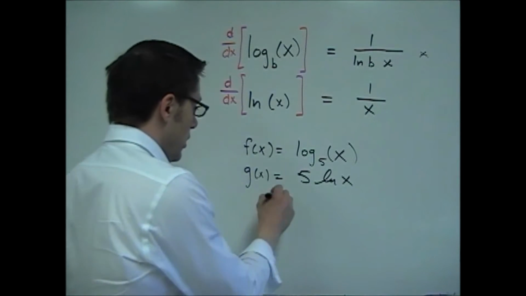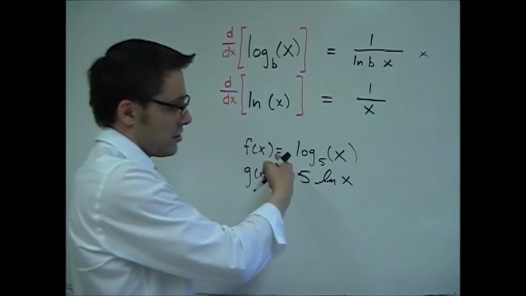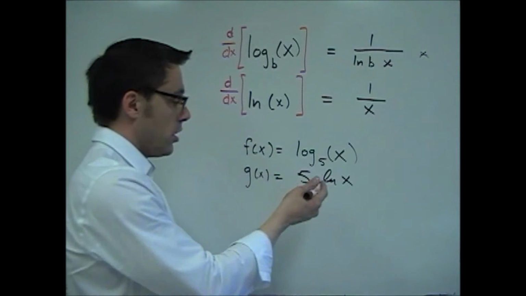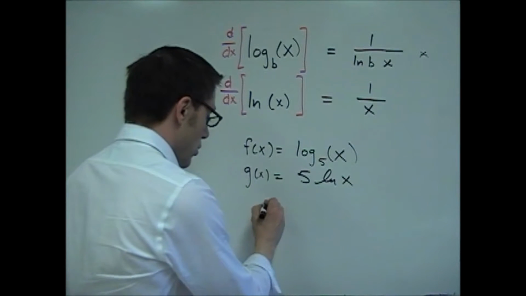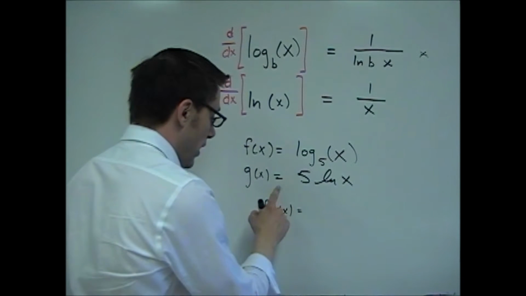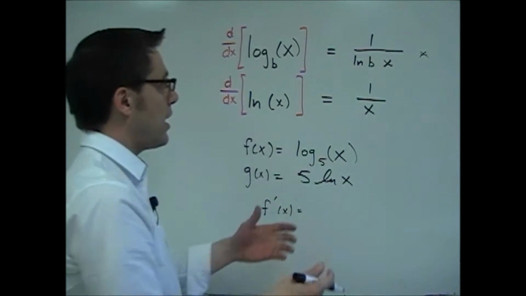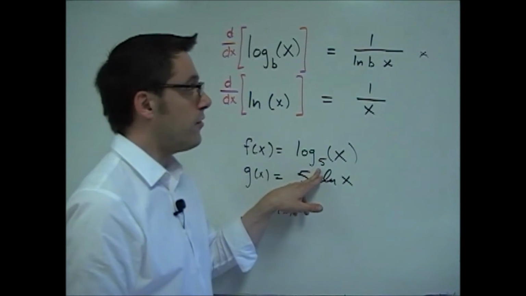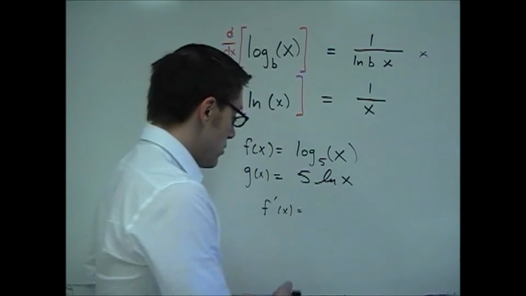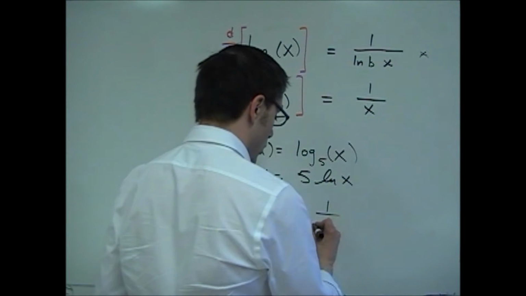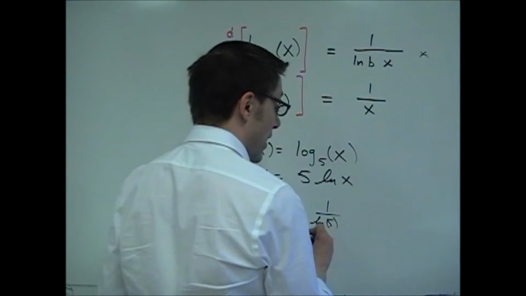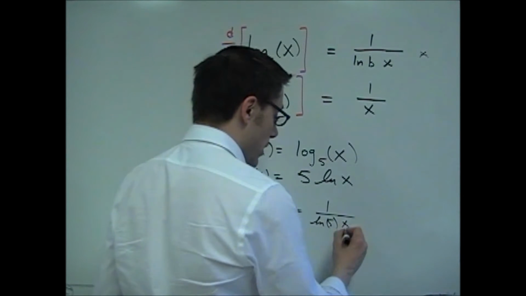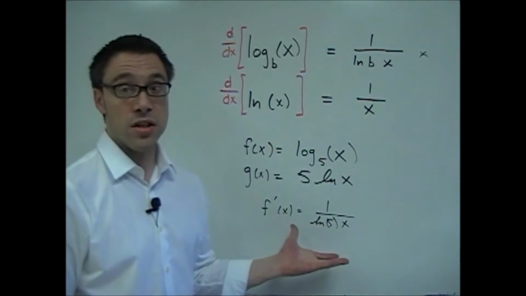Here I've got f and g defined as logarithm base 5 or natural logarithm. So if I compute the derivative of f of x with respect to x, just go ahead and use the formula. Notice that in this case, it's just log base 5, and so my b is 5. So the answer here is just going to be 1 over the natural logarithm of 5, whatever that number is, multiplied by x. That's the derivative.